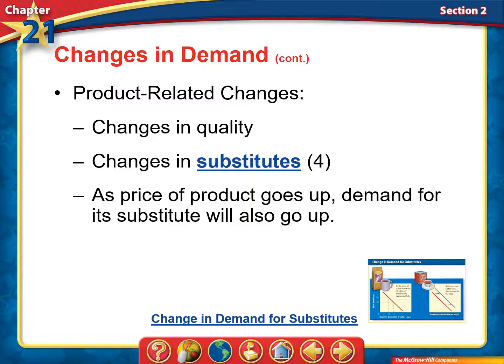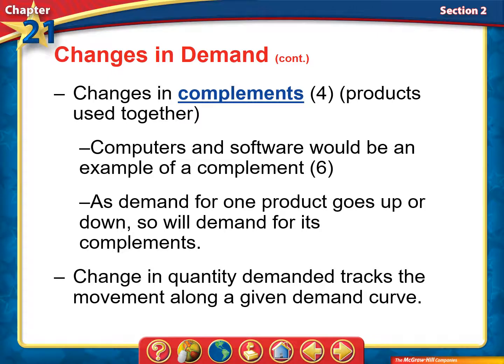And your decision there will be partly affected by price. And what economists can measure is that the higher the iPhone price gets, the higher the demand for the LG phone gets. But also, changes in complements affect demand. That is a product that is used with another product.